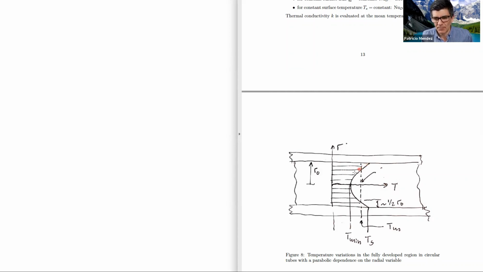And if this is a temperature profile in the fluid, we know that the gradient of this temperature profile is what, according to Fourier's law, gives us the heat transfer by conduction. So in this case, here is Ts, the temperature at the surface of the pipe. This is T minimum. And this dashed line is the mean temperature, right?